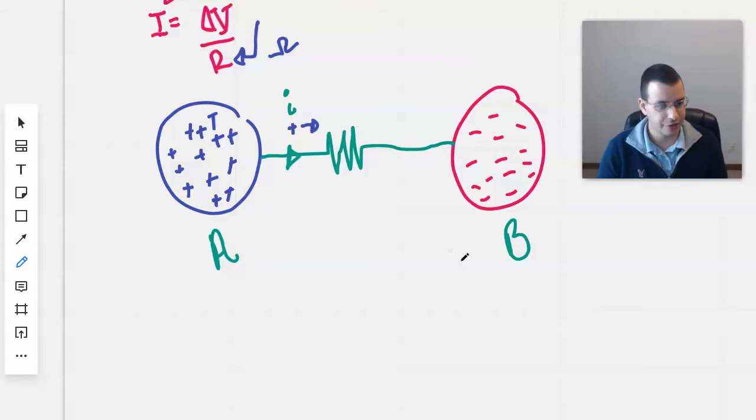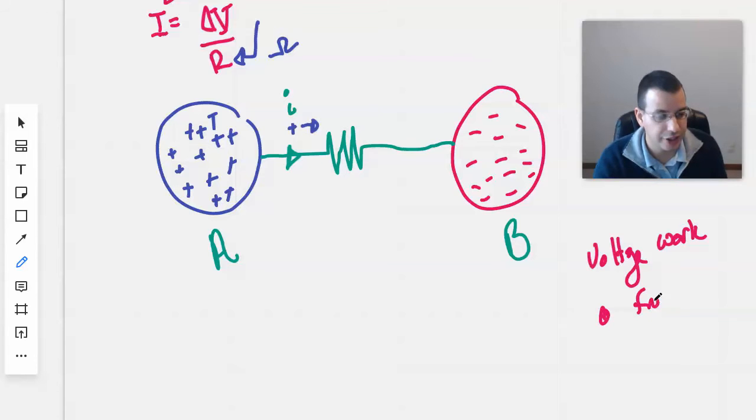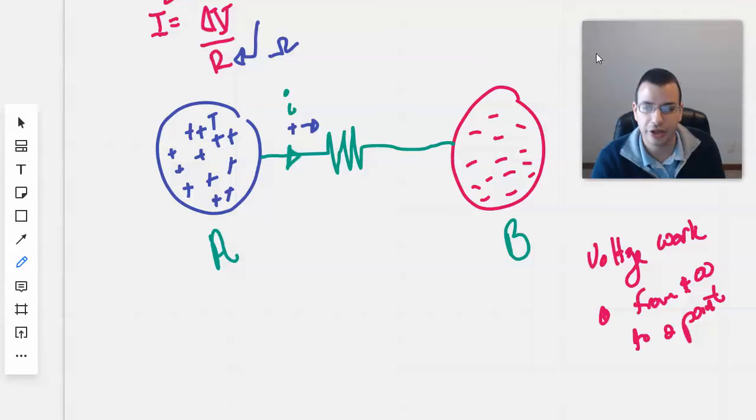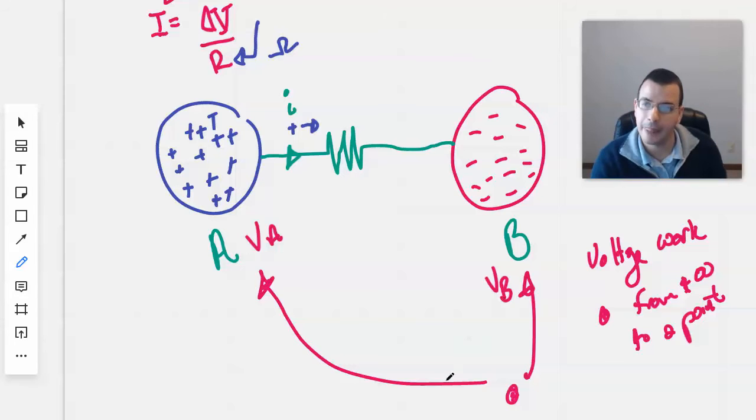So if we look to the definition of voltage, voltage is the work required to move a positive test charge from infinity to a point. So if we look at, say, infinity over here, took a test charge, moved it over here, we'd call that VA. Took a test charge, moved from infinity to B, we'd have VB.